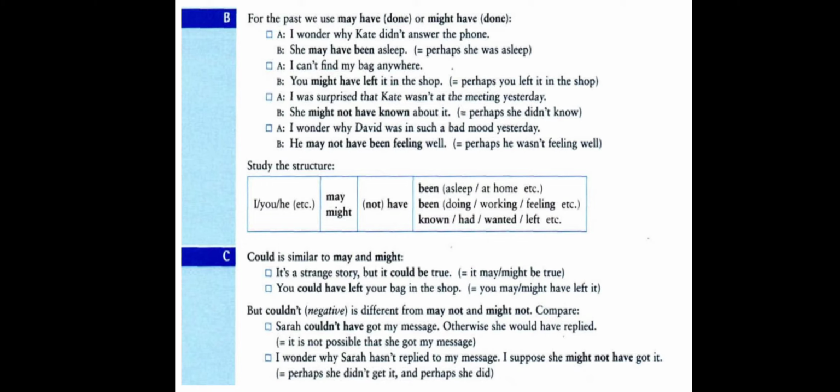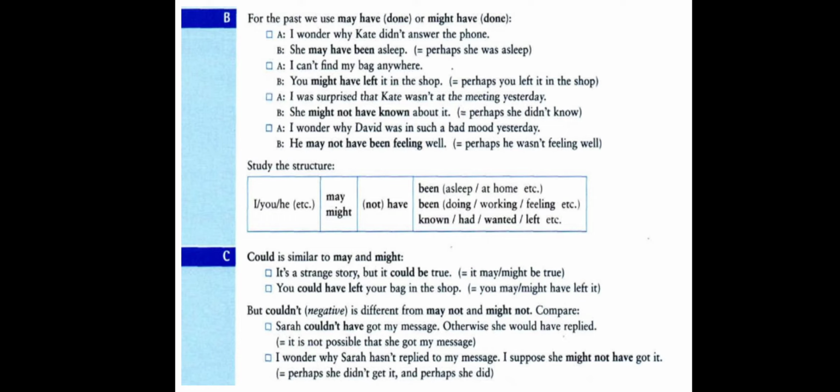The last example here: I wonder why David was in such a bad mood yesterday. And we have here yesterday, that indicates past. Then the other person says he may or might not, and it is negative here, might not, plus have plus past participle of was, it becomes been. Then he says he may or might not have been feeling well. Means perhaps he wasn't feeling well.